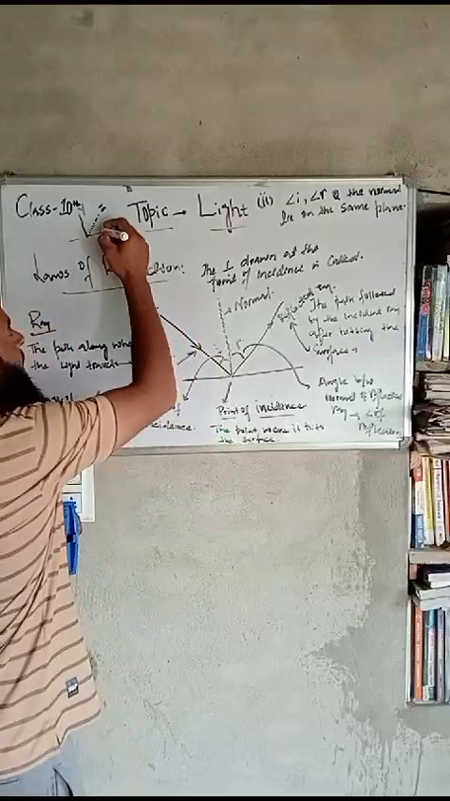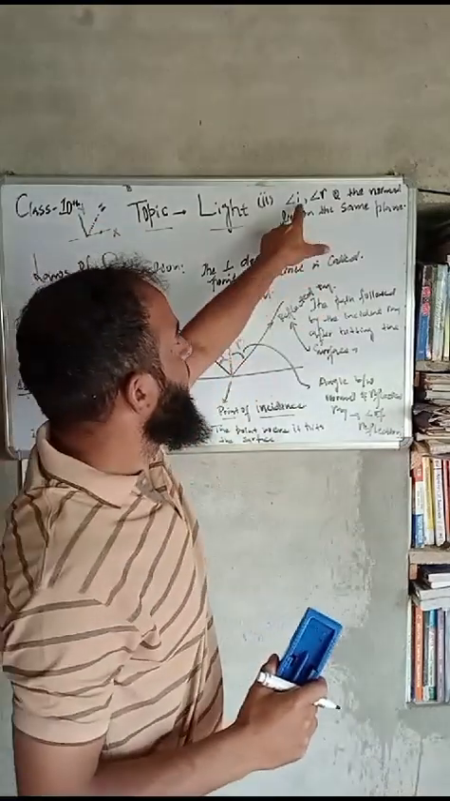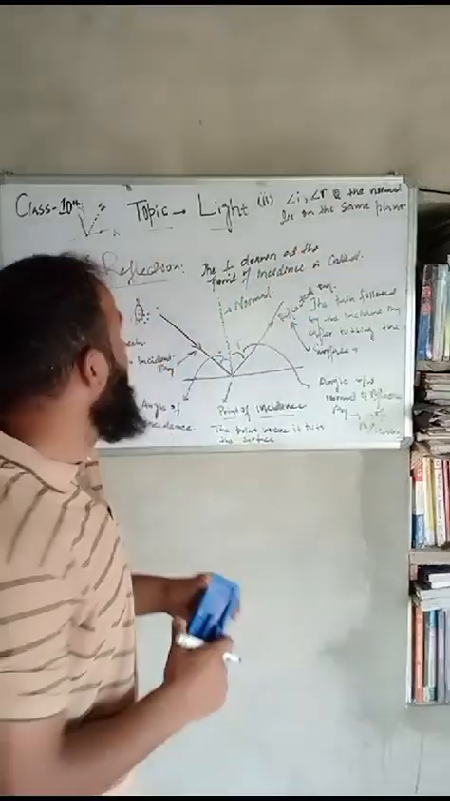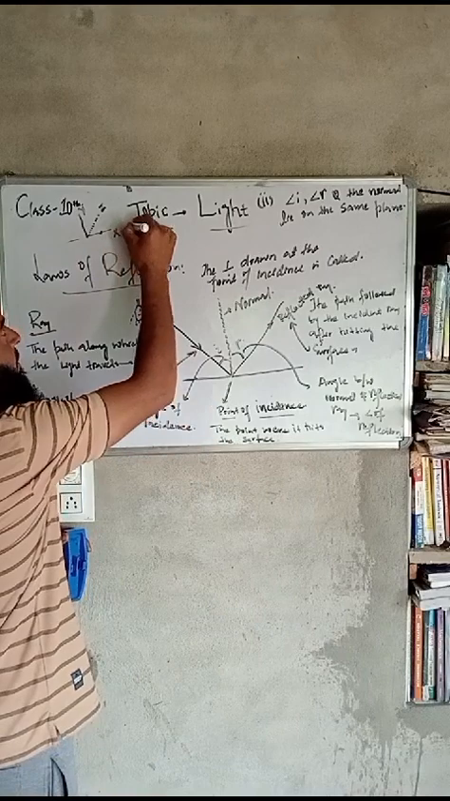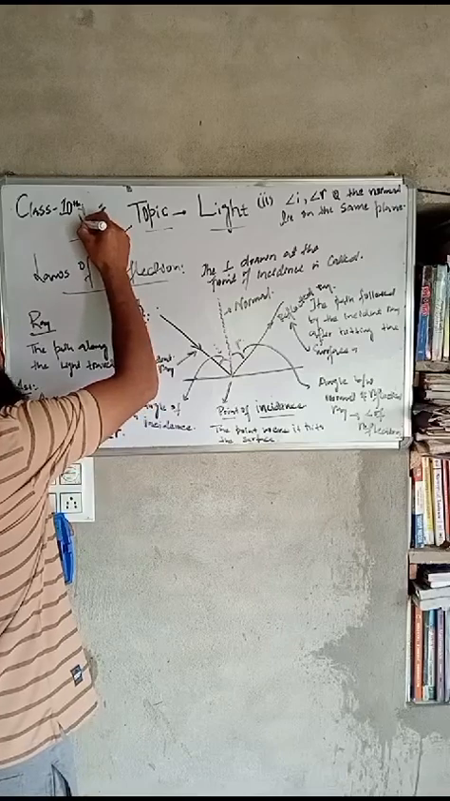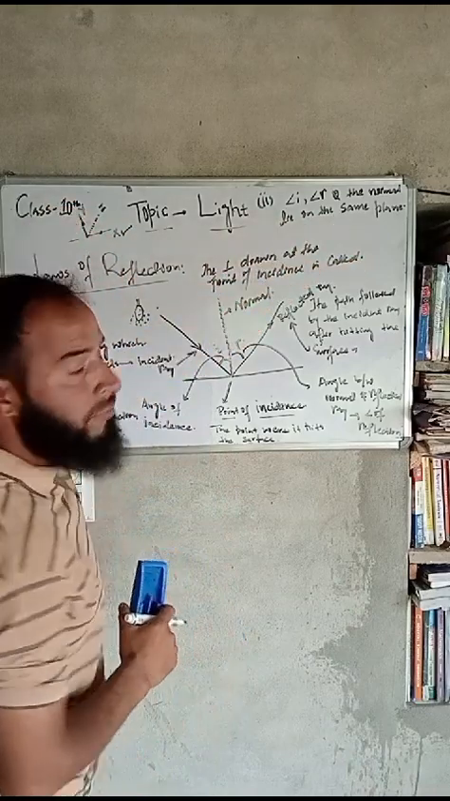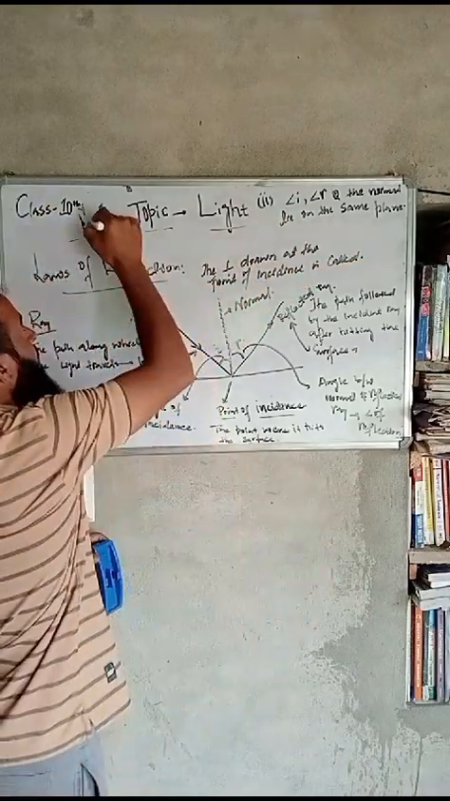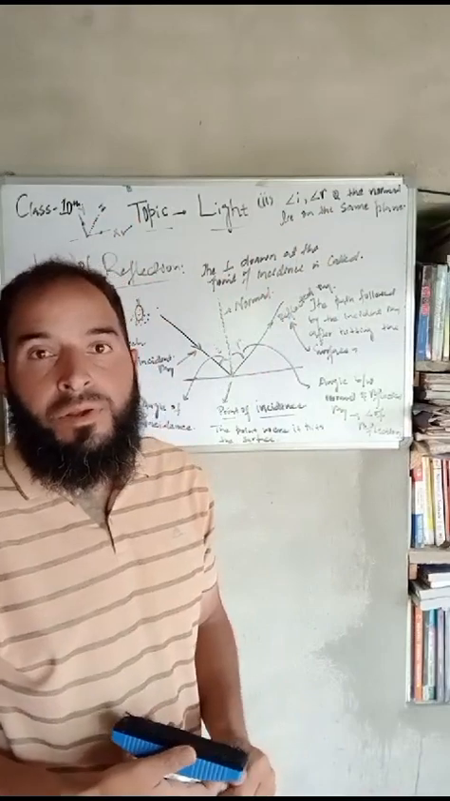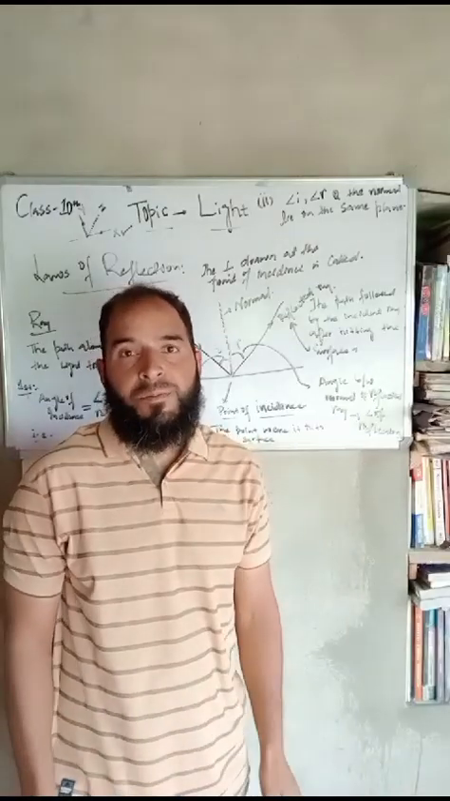For example, if the point of incidence is on the x-axis, then the angle of incidence, angle of reflection, and normal all lie on this very plane, the x plane. And if the point of incidence is on the y plane, then these three lie on the y plane. And if this point lies on the z plane, then they all will lie on the z plane.